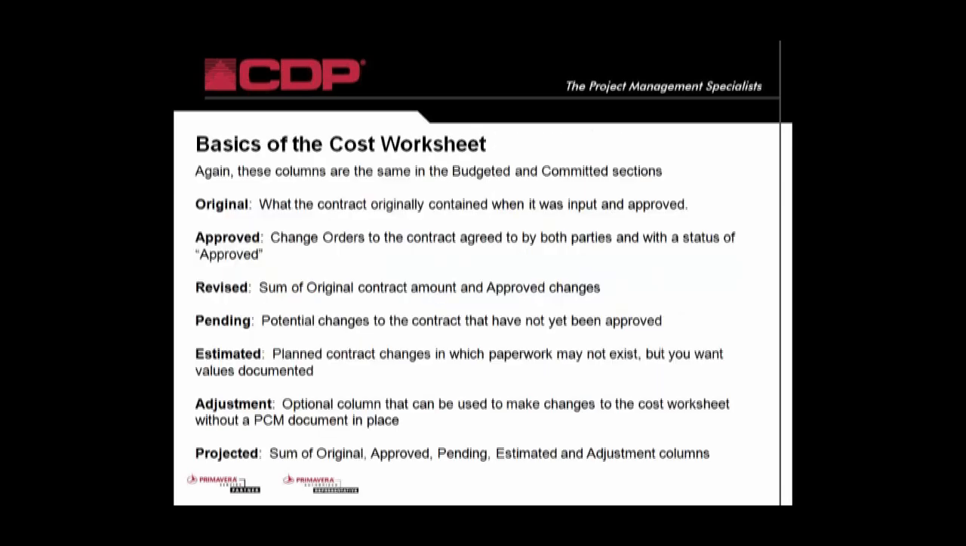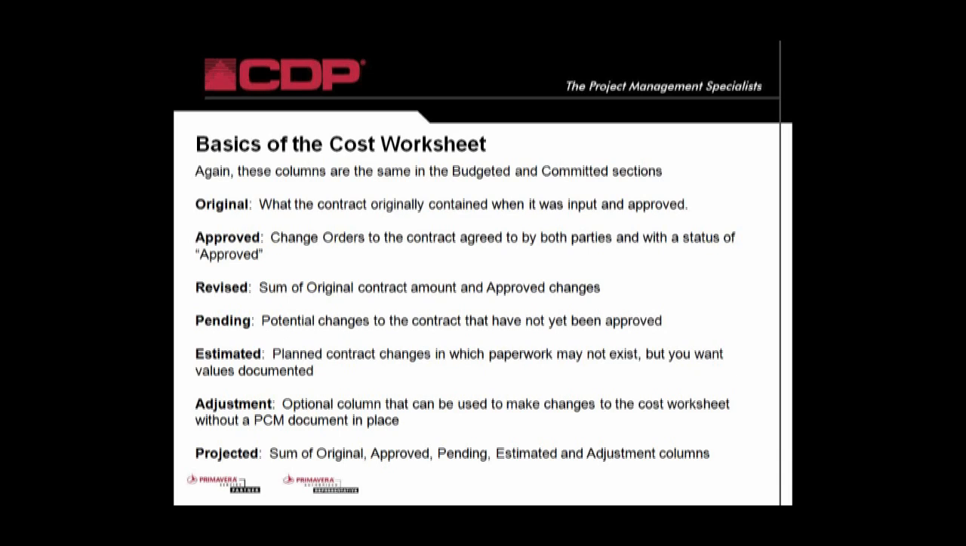Okay. Again, so just some definitions of the columns, what the original versus the approved, the revised, the pending, the estimated, the adjustment, and the projected will mean. The original is always going to be what the contract originally contained. The approved will always be approved change orders and nothing else. If it's not approved, it will not be in that column. The revised will always be the sum of the original amount plus the approved changes. The pending could be any potential changes. And by saying potential changes, that could be potential change order documents, no matter what phase of change those documents happen to be in.